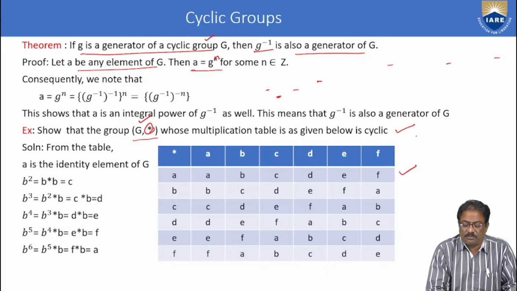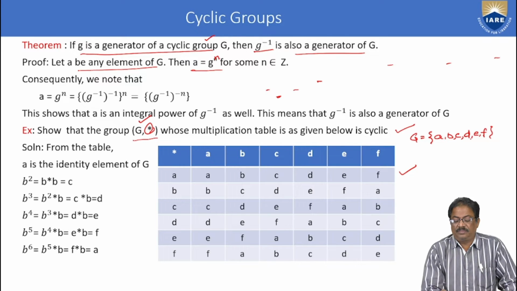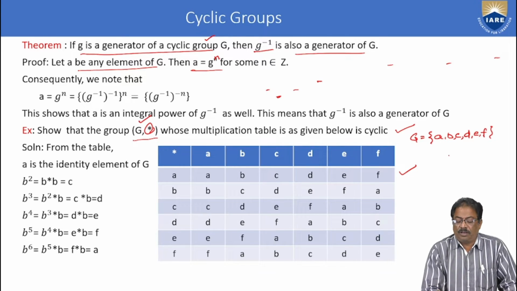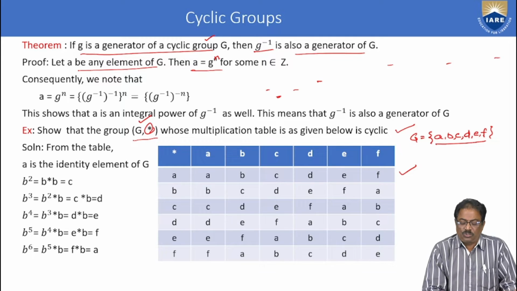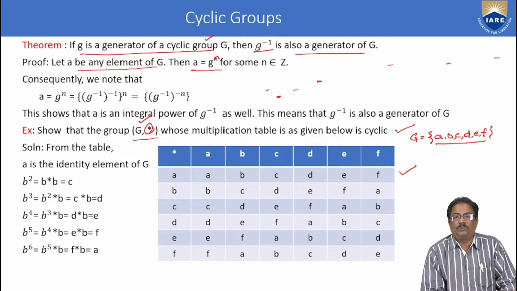So for finding a generator, what are all the elements of G? The elements of G are here A, B, C, D, E, F. These are the elements of G. Now each and every element can be represented as the integral power of some element. So we have to verify whether it is possible or not.